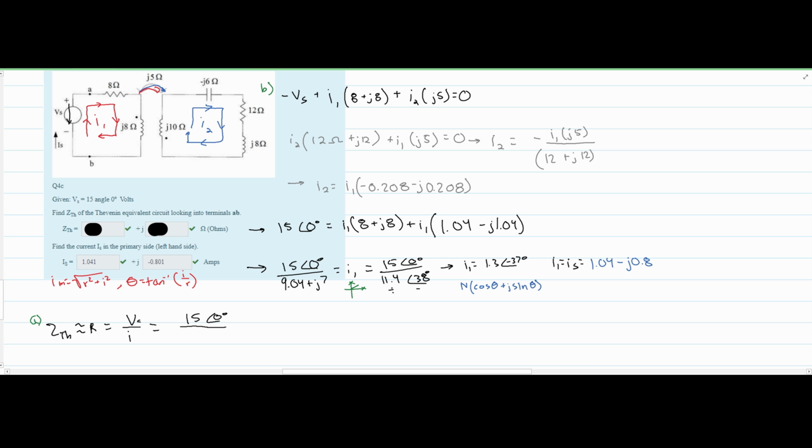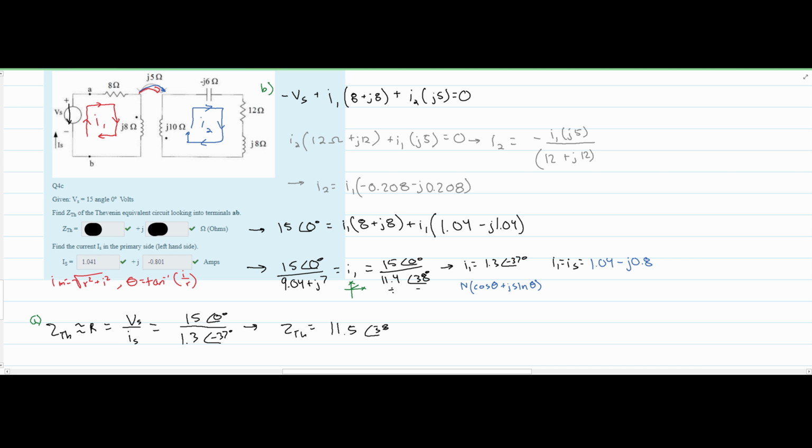Well, this is actually our V source over our I source, because it's finding the Thevenin equivalent, and that is what the Thevenin equivalent is, it's the source. So what we're going to do is put this over our I of S. Well, we found our I of S here, but we would have to convert this back to polar form. Fortunately, we've already found the polar form up here before we even converted it. So we are going to have 1.3 with an angle of negative 37 degrees. And in doing this, we are going to get approximately 11.5 with an angle of 38 degrees.